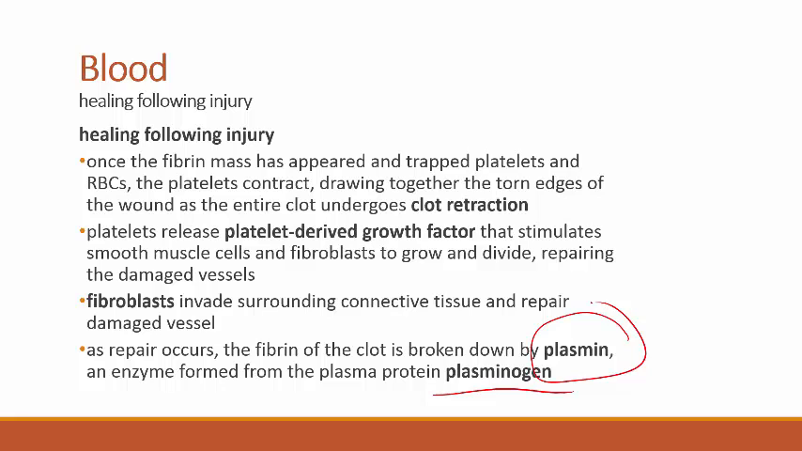So notice fibrinogen undergoes a reaction where it converts into fibrin. Plasminogen is converted into an enzyme called plasmin that will break down the fibrin in the clot, and that way the white blood cells can move in and remove all of that clotted material.